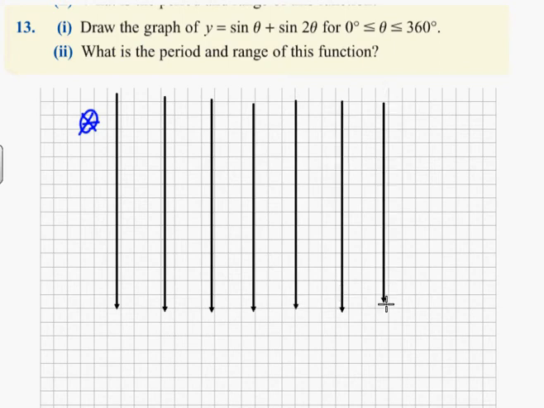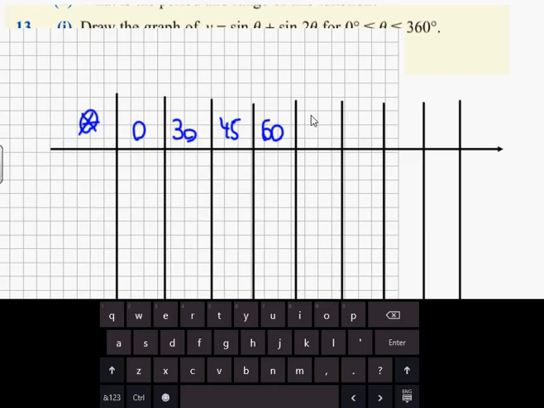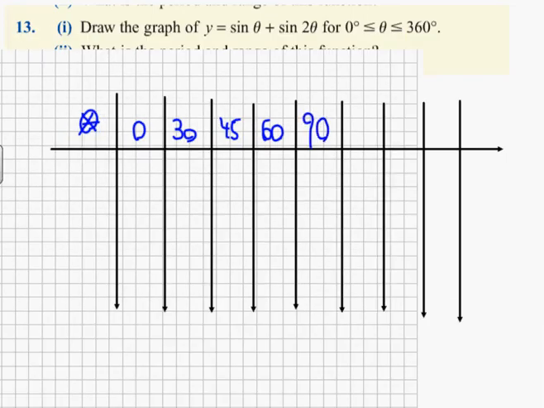I even need a few more than that. Now let's start off with 0, 30, 45, 60, 90. What's after 90? 120, 135, 150, 180.